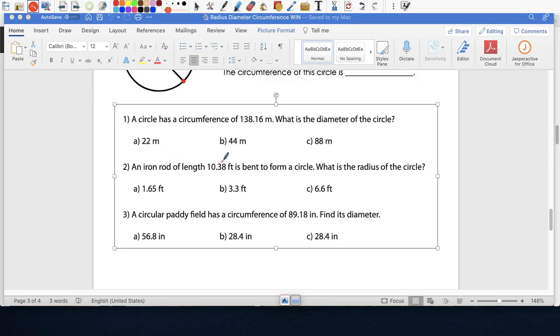An iron rod length 10.38. So they had an iron rod, right? And somebody bent this. One of those strong guys bent that iron rod and it became like this after he bent it. So he bent this and made it into that. So we know that the circumference, right? When you measure this, it's 10.38 feet. They're asking us, hey, what's the radius? This guy right here. Put a question mark.